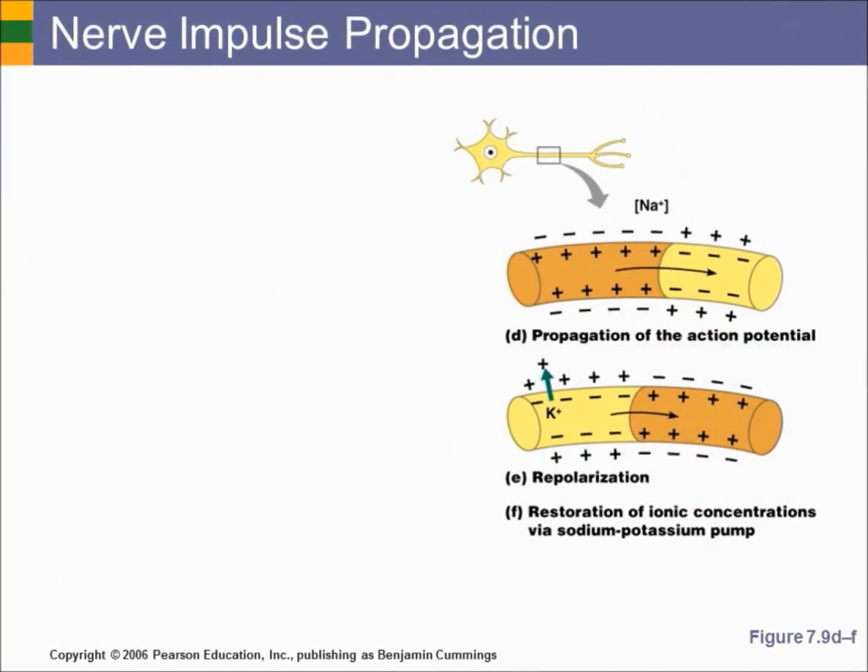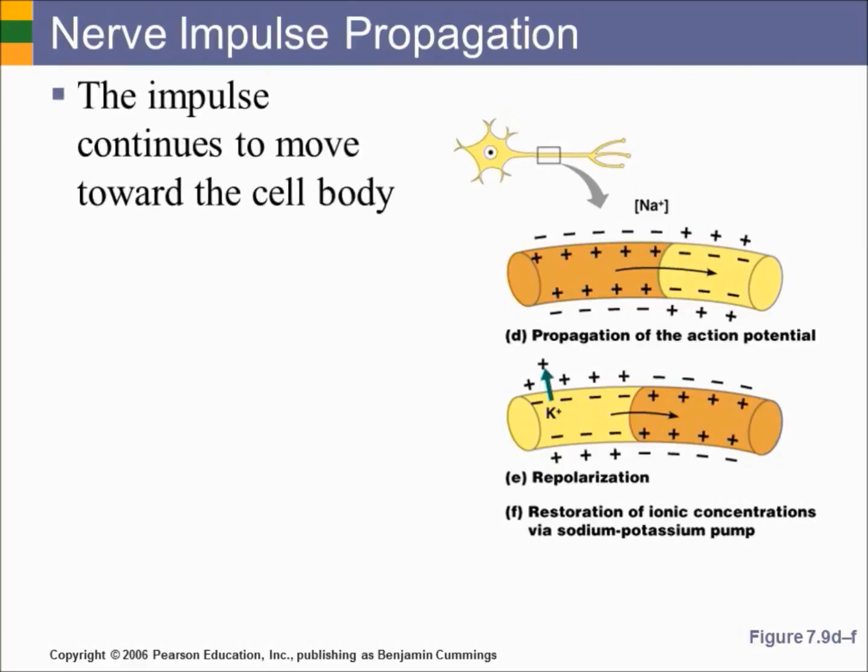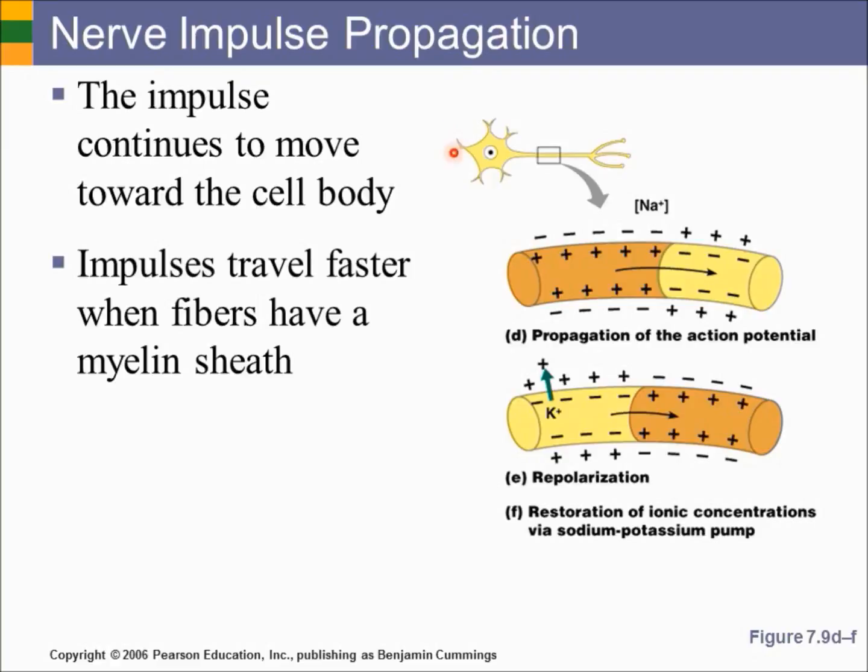Now as the action potential moves along, if this occurs in the dendrite, it will move towards the cell body. So if the action potential is generated out here in the dendrites, it will travel towards the cell body, and then even in the axon it will travel towards the next cell body. So think about these action potentials always moving towards some cell body.